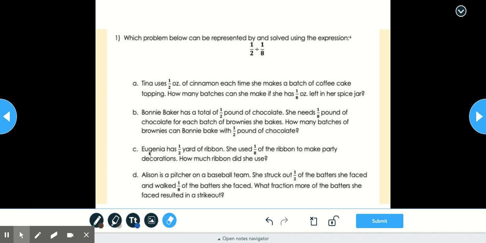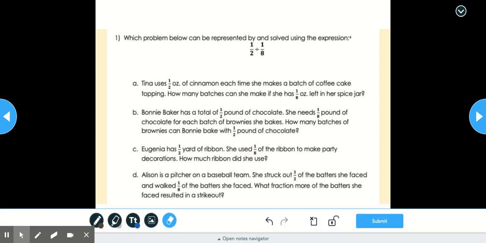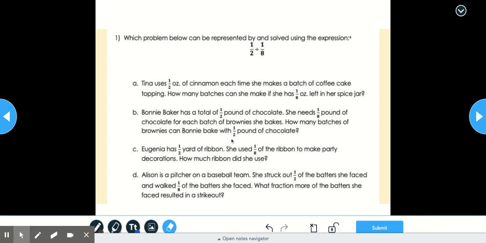The next one says Eugenia has 1/2 yard of ribbon. She used 1/8 of the ribbon to make party decorations. How much ribbon did she use? Well, if you heard what I just said, she used 1/8 of the ribbon to make party decorations. So this doesn't require any division to find our answer to this question. The answer to our question is she used 1/8 of the ribbon to make party decorations. So that does not match our division expression.